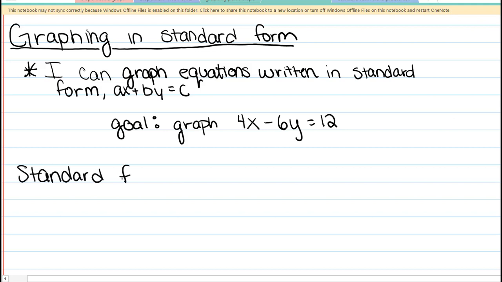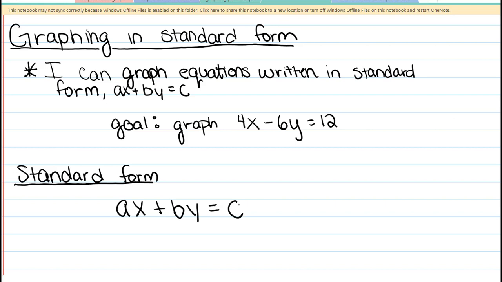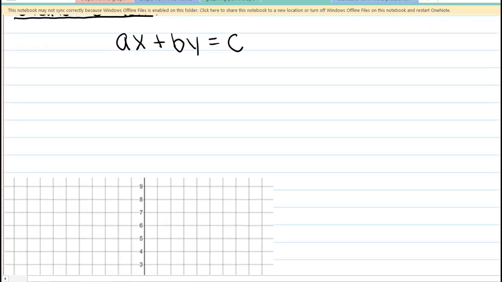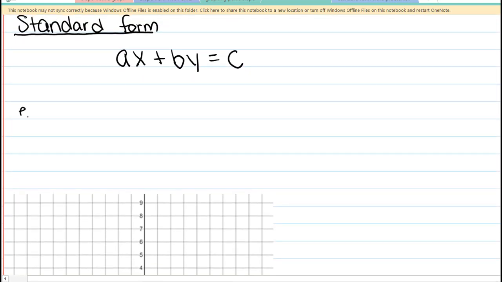Standard form is a way to write a linear equation, and we write it as ax plus by equals c. A and B are coefficients of x and y, and c is a constant. Let's get a little bit familiar with this by taking a look at one. For example, let's say we have 5x plus 3y equals 6.